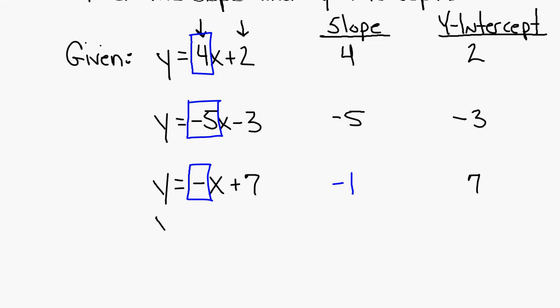What if y is equal to negative 2x? What is the slope of that line? Negative 2. And what is the y-intercept of that line? Very good, it's 0. There's nothing out here, is there? There's nothing to the right of the x. So your y-intercept is at 0.